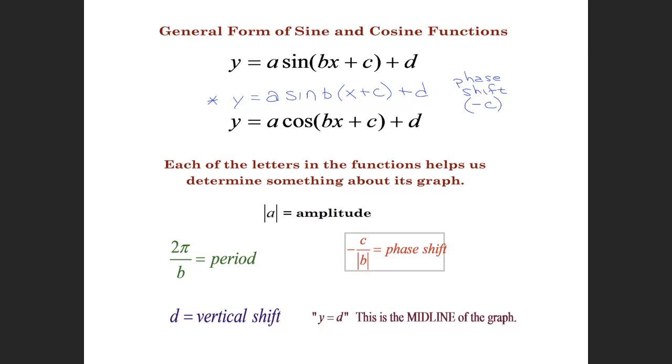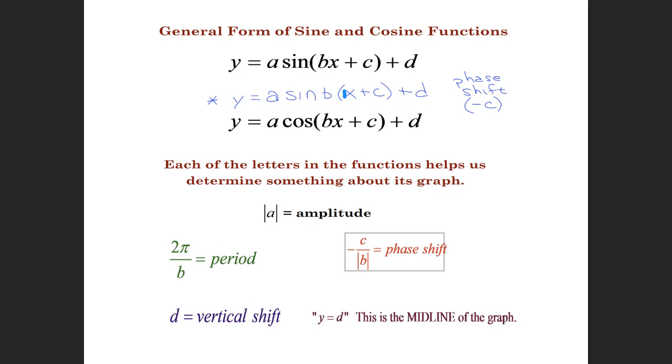Okay, now this is the general form for sine and cosine functions. A sine of bx plus c plus d. We know what the a does. It's the amplitude. We know what the d does. The d moves it up or down. Now, this is where it gets a little bit confusing for a lot of students. You always want to have the x plus c. You always want to have a 1 in front of here. So if there's anything but a 1 here, you want to factor it out.